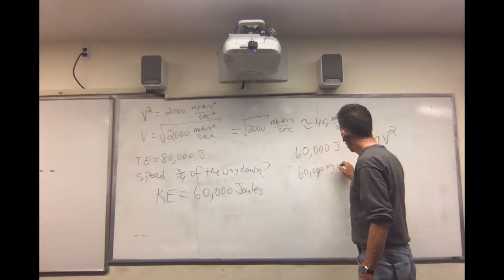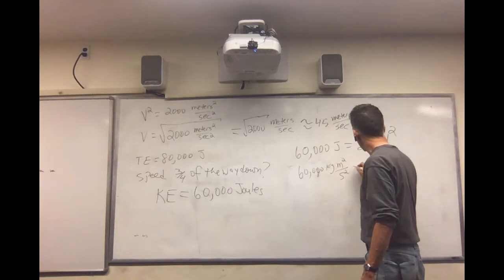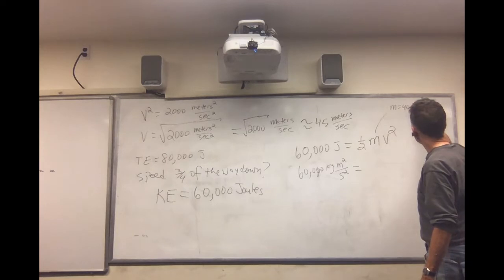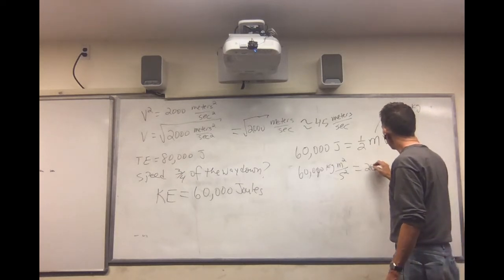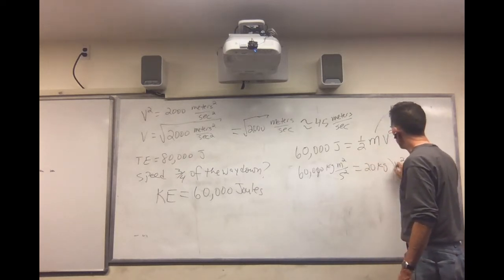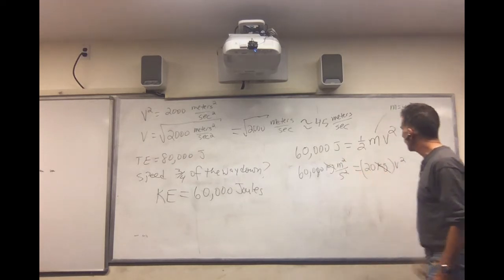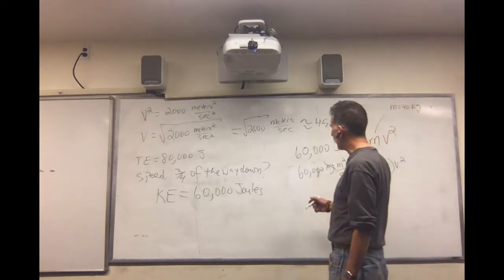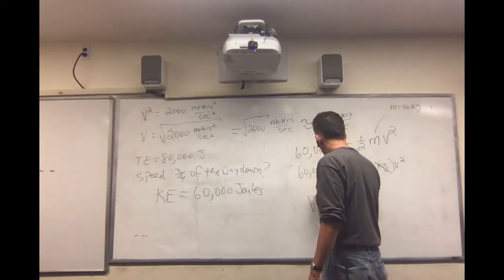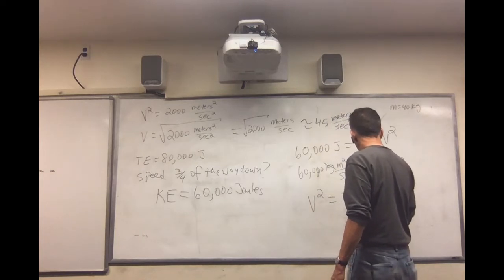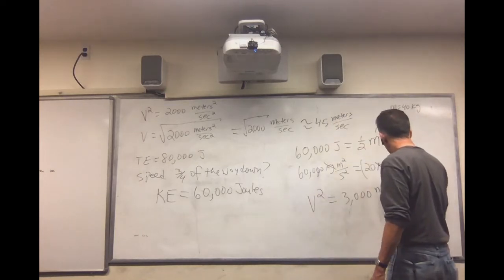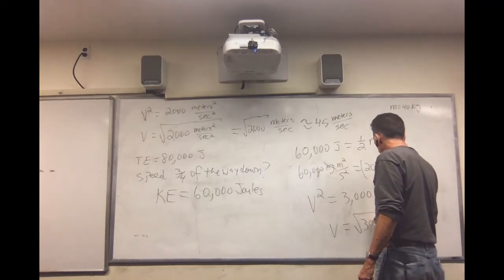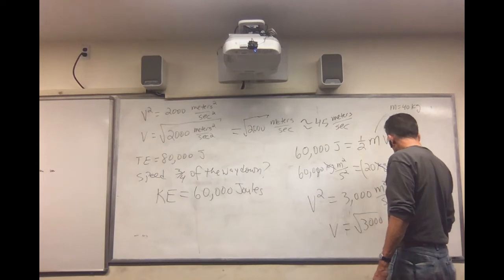Joules, kilogram meters squared per second squared is equal to... remember the mass was 40 kilograms? So half of 40 was 20 kilograms times v squared. Take out the kilograms on both sides. Divide 20 into 60,000. Does everybody see you get 3,000? So v squared is going to be 3,000 meters squared per second squared. So v is going to be the square root of 3,000, and that'll be meters per second.